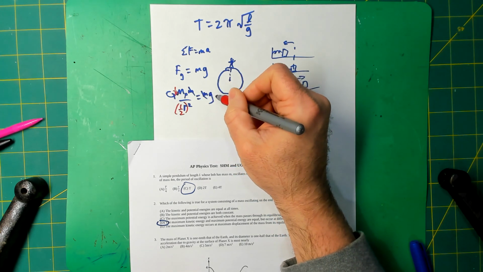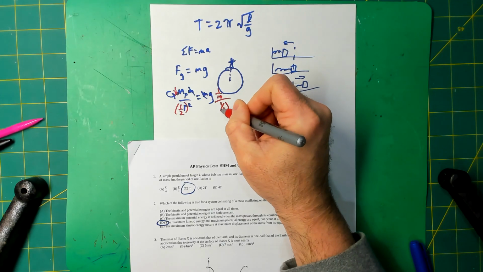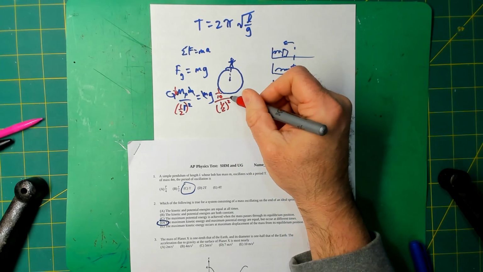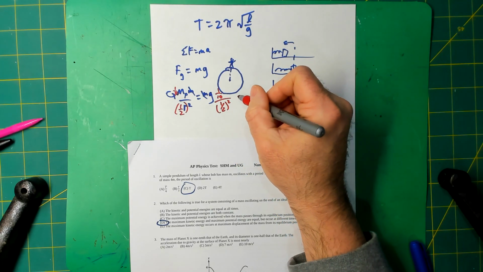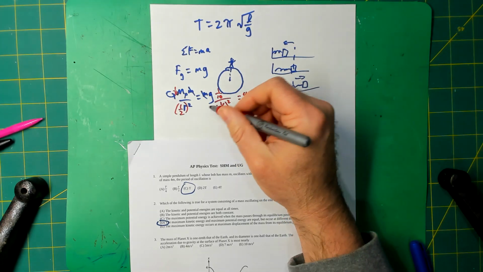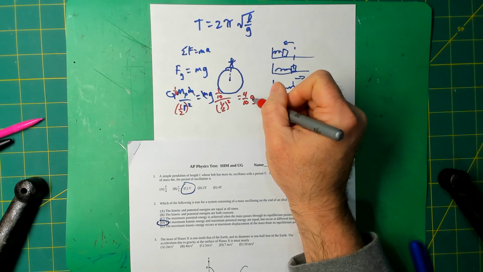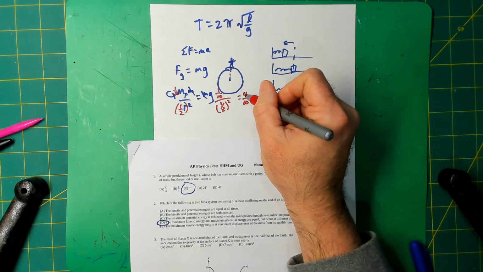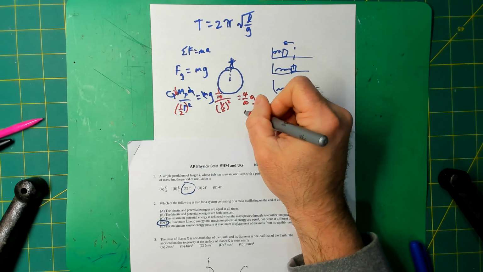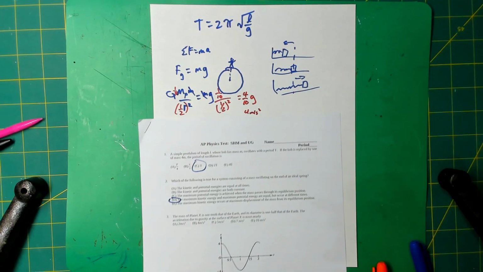I've got 1/10 over 1/2, and that half is going to be squared. So that's 1/10 divided by 1/4, which is 4/10. My new acceleration of gravity is going to be 4/10 of g. Rounding 9.8 off to 10, 4/10 of 10 would be 4 meters per second squared. So it'll be about 4 meters per second squared, and that is choice B.